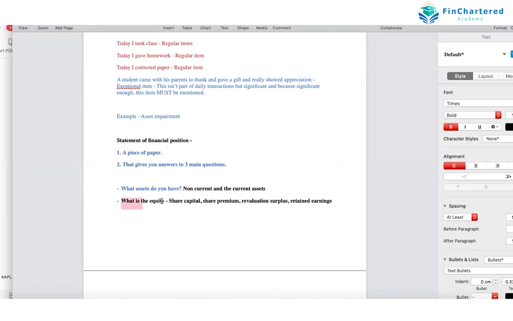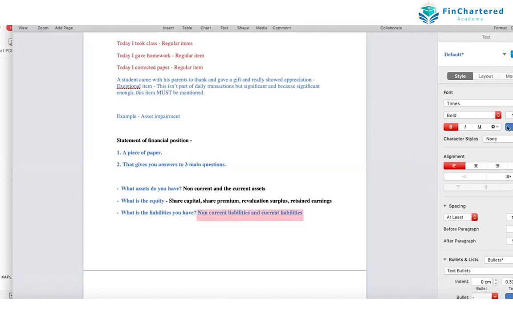Right? So what are the assets you have? What is the equity you have? And what are the liabilities you have? Non-current and current. Now again, for those of you who don't know, I feel that I should just brief you on that. Non-current liabilities and current liabilities.